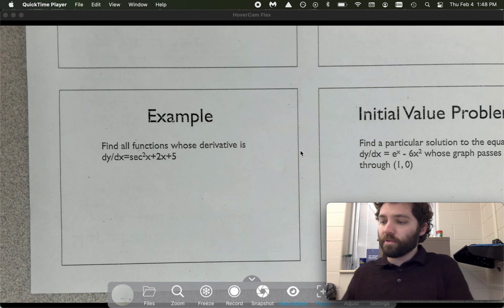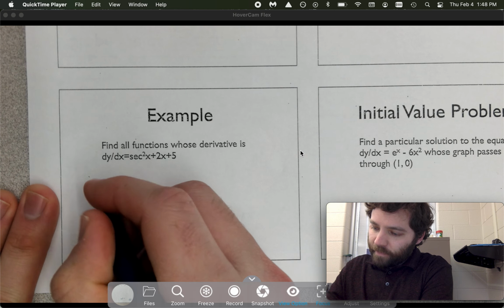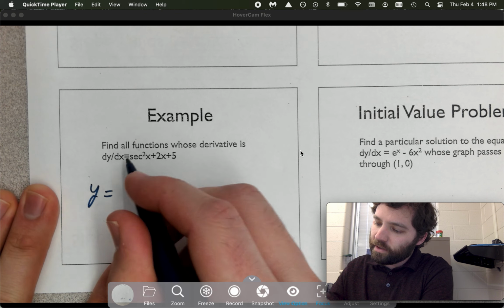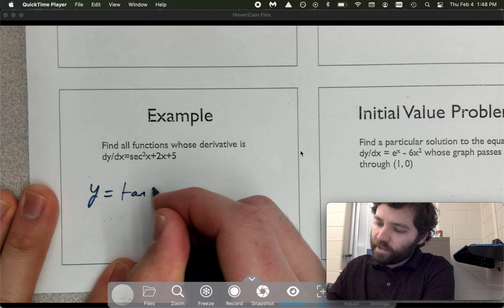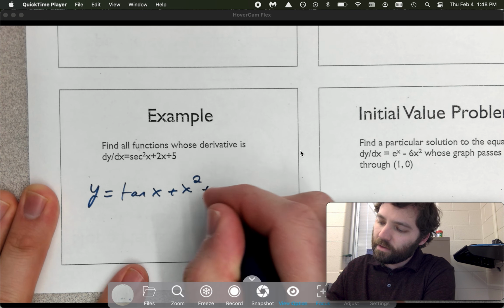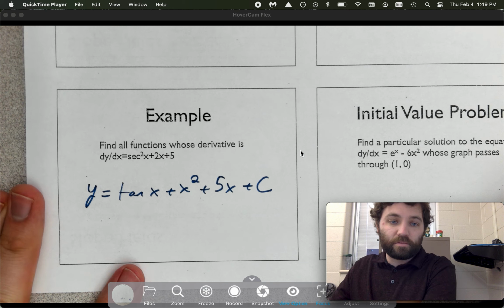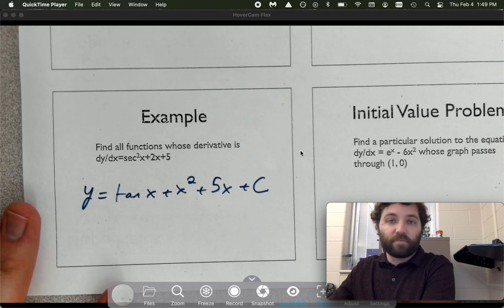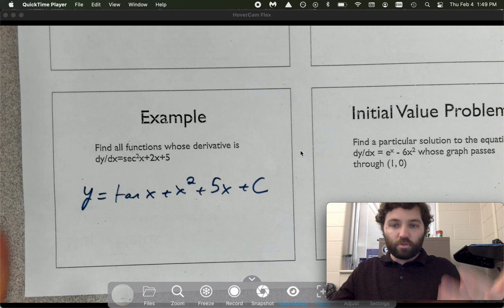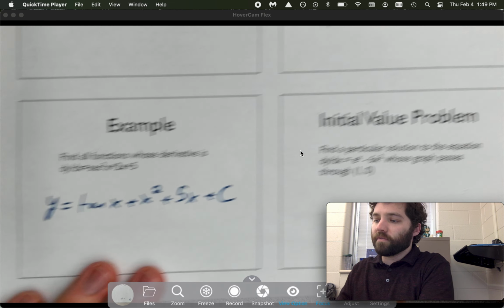So what we'll do is we'll antiderive each part here, and so we'll get y equals tangent of x plus x squared plus 5x plus c. Right? And so that's the solution to this differential equation. When you hear that phrase, the solution to the differential equation, that's what we're talking about. All right. Now let's solve an initial value problem.